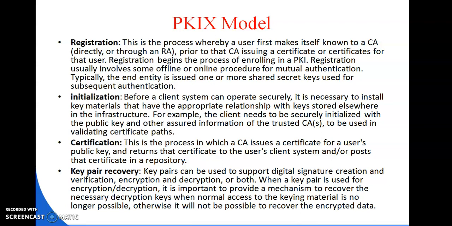Next is initialization. Before a client system can operate securely, it is necessary to install key materials that have the appropriate relationship with keys stored elsewhere in the infrastructure. Next is certification. This is the process in which a certificate authority issues a certificate for a user's public key and returns that certificate to the user's client system and/or posts that certificate in a repository.